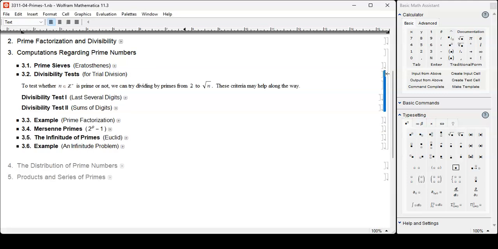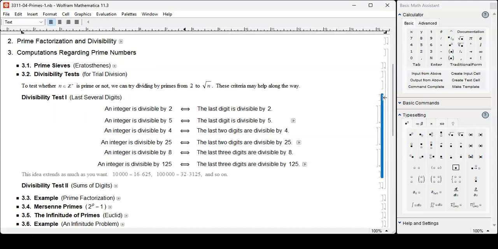to have some shortcut. One shortcut is technology, of course, but suppose that we are back in the 1920s or something like that. Or maybe we are just doing this for a math competition, challenging our brain to do these by just traditional computation, no technology. In those cases, these kinds of criteria may help.